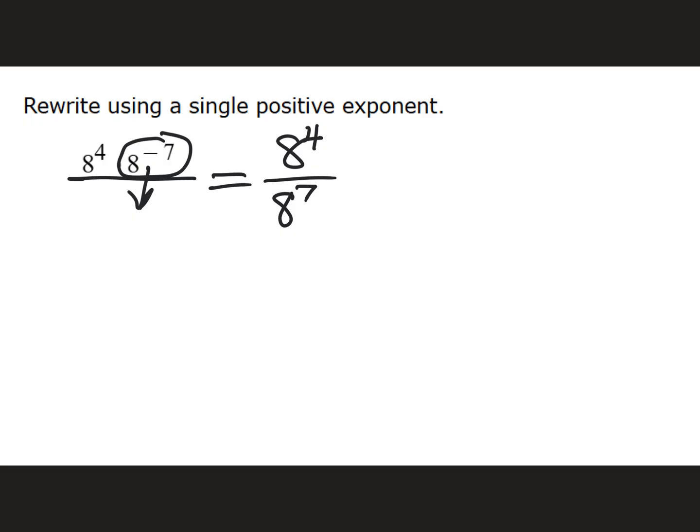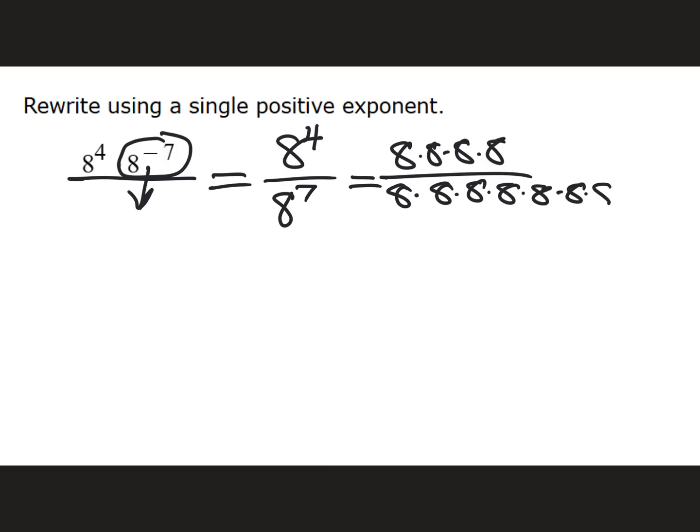I can't have the exact same base on top or bottom. So I show spanning it out. I get 4 8s on the top and 7 8s on the bottom. And I'll simplify. What do I have left? Well, it looks like I have 3 8s on the bottom. What do I put on the top? A 1. And so my answer is 1 over 8 to the power of 3.